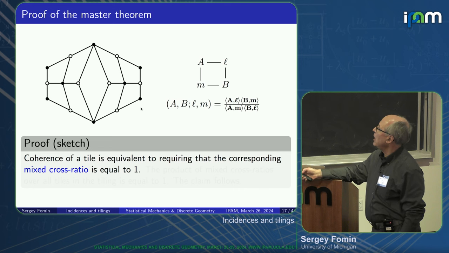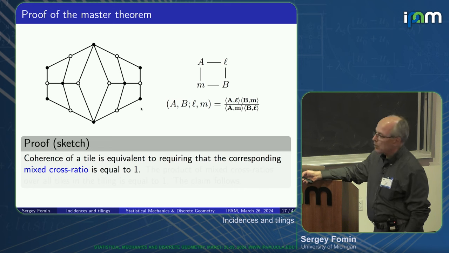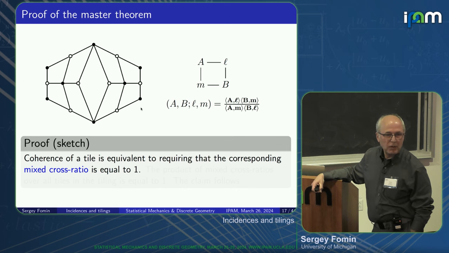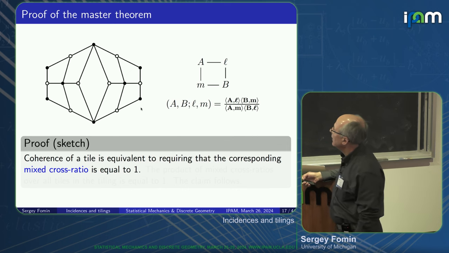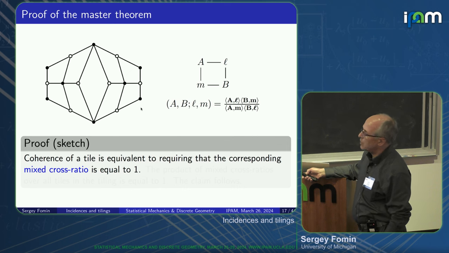The key observation is that for each such tile, we can introduce something called the mixed cross ratio. So these are points A, B. They are projectivizations of some vectors, bold A and bold B. And these hyperplanes in the projective space are projectivizations of some covectors, bold L and bold M. And of course, vectors and covectors can be paired to give scalars. And the mixed cross ratio is this expression.